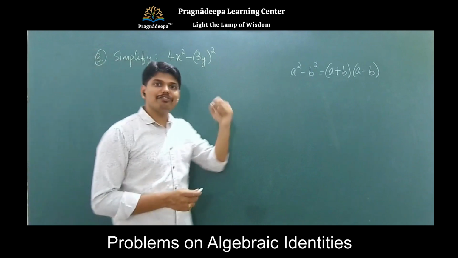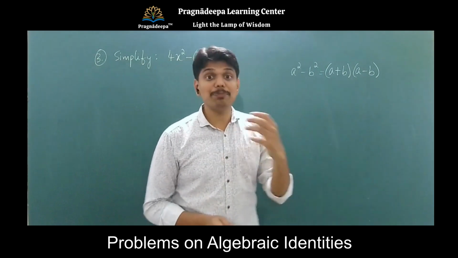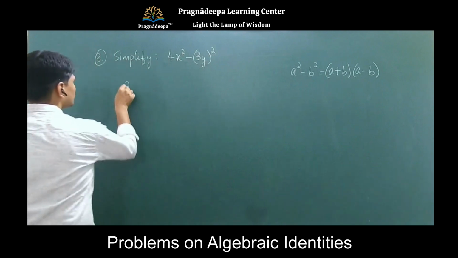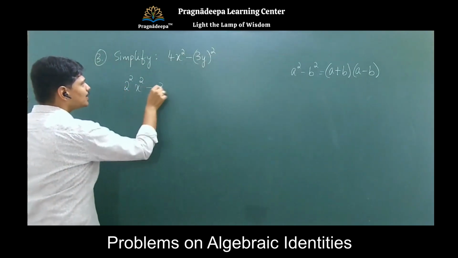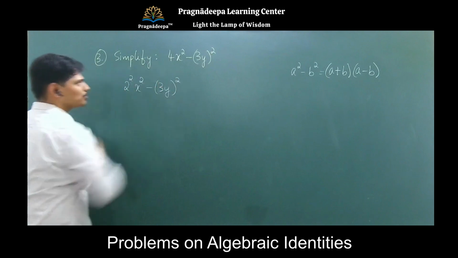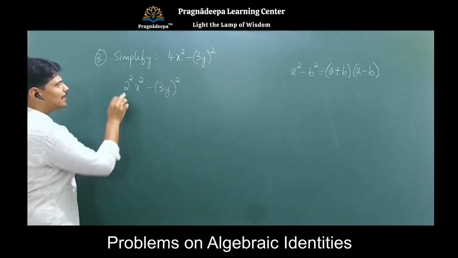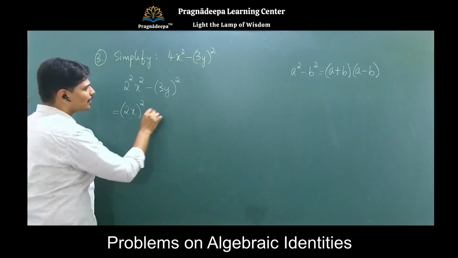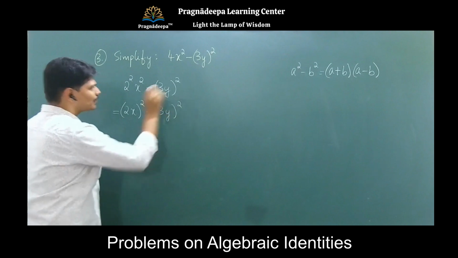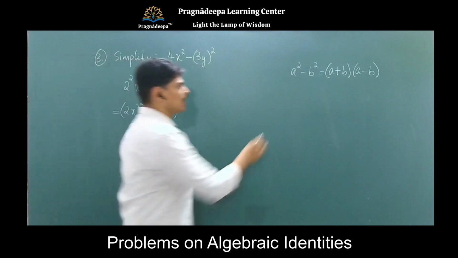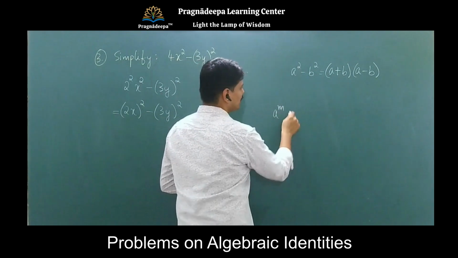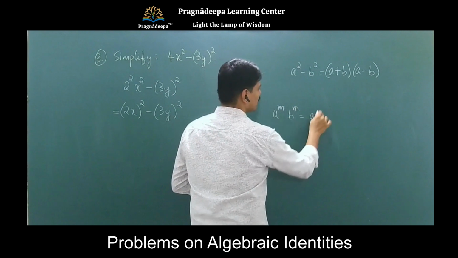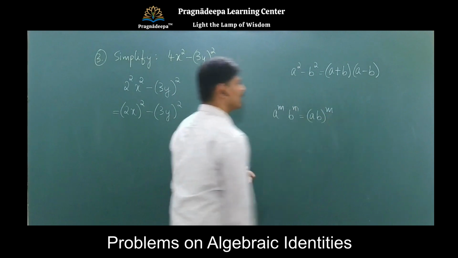So see, 4 is a perfect square. So which perfect square? 2. So I can write 4 as 2 squared, and x squared minus 3y whole squared can be written. We have learned exponents. What I can do is I can write 2x whole squared minus 3y whole squared all together. Like if I have a power m into say b power m, powers must be same, it's ab whole to the power of m.